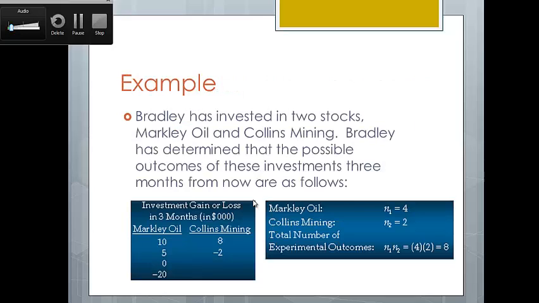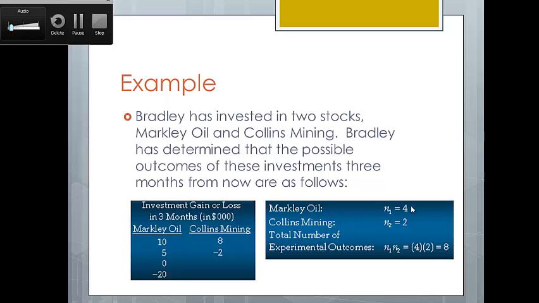So now moving on to the example that we're going to be using for pretty much the rest of the presentation. We have Bradley, a company that has invested in 2 stocks, Markley Oil and Collins Mining. Bradley's determined that the possible outcomes for each of the next 3 months are as follows. They can either gain or lose, in thousands of dollars. Markley Oil can either gain 10,000, gain 5,000, break even, or lose 20,000. Collins Mining can either gain 8,000 or lose 2,000.